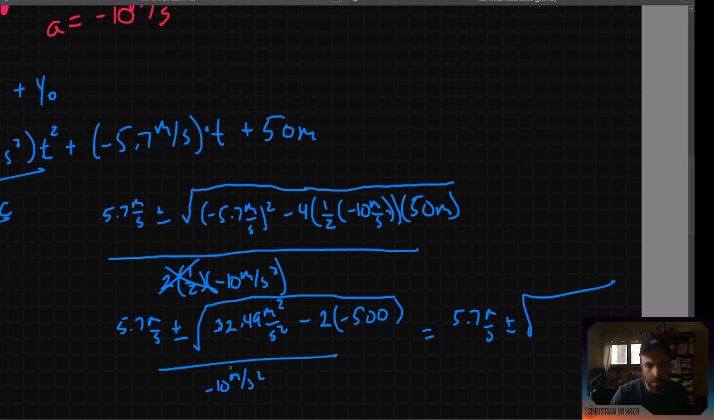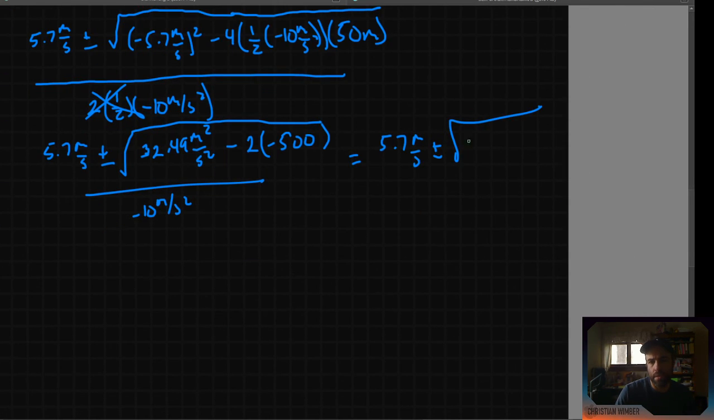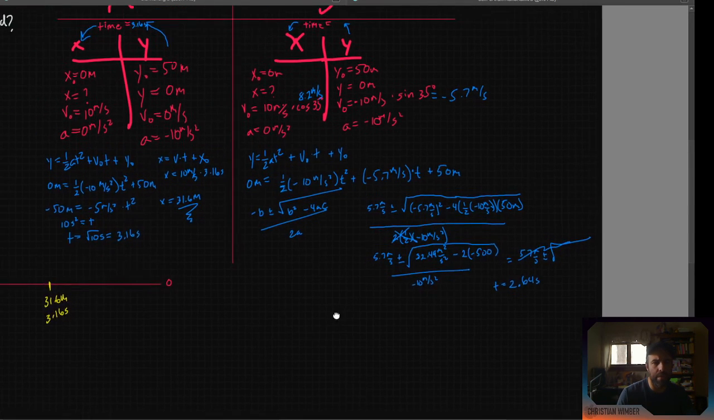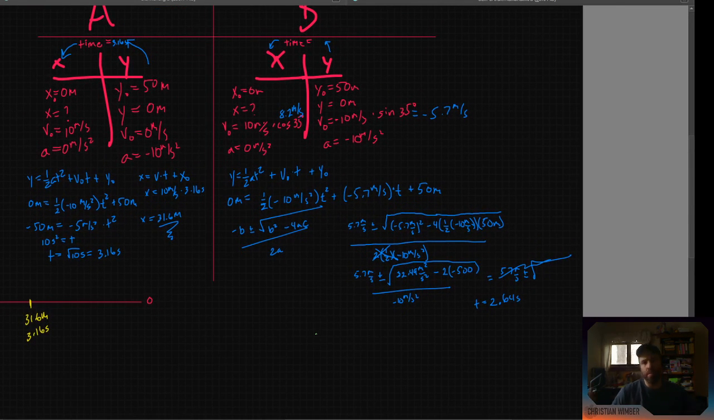I end up getting, when it's all said and done, 2.6 seconds. All right there. Oh, yeah, 2.64 seconds. I did it kind of quickly because we're on video, so I would not be horribly surprised to hear if I messed that up. That said, compared to what we got for this other problem, it seems like it could be right, doesn't it? It goes a little bit faster than the other person's. It hits the ground faster than the other person's because they throw it downwards.